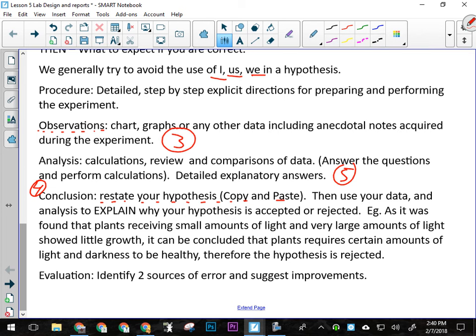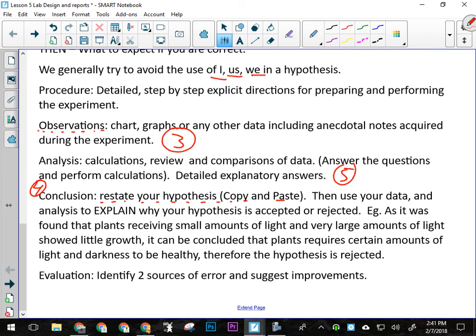Also, don't write, I was wrong. You want to give me an explanation: my hypothesis was not supported because the data says this. So your conclusion looks back at your data, looks back at your analysis, and tells me why or why not your hypothesis is supported. Last thing that needs to be done is your sources of error. We call that the evaluation.